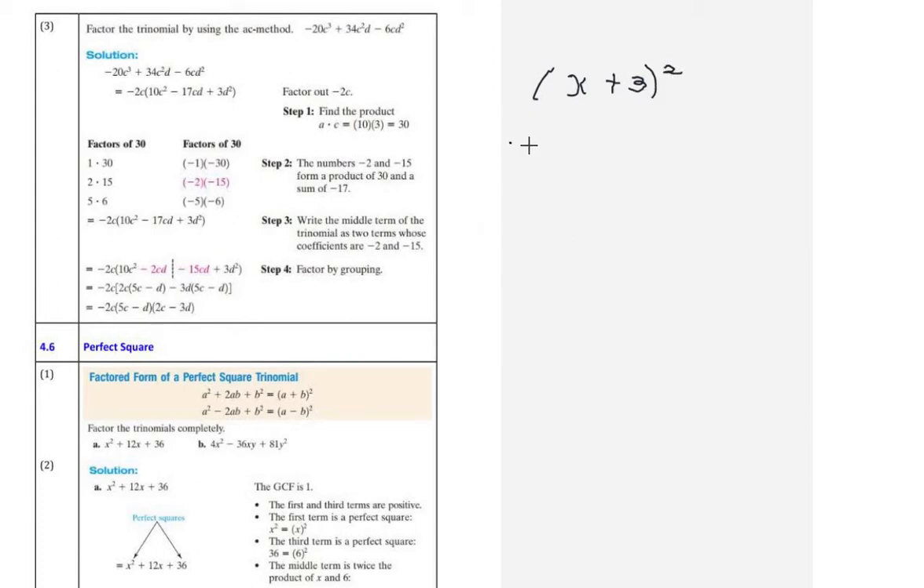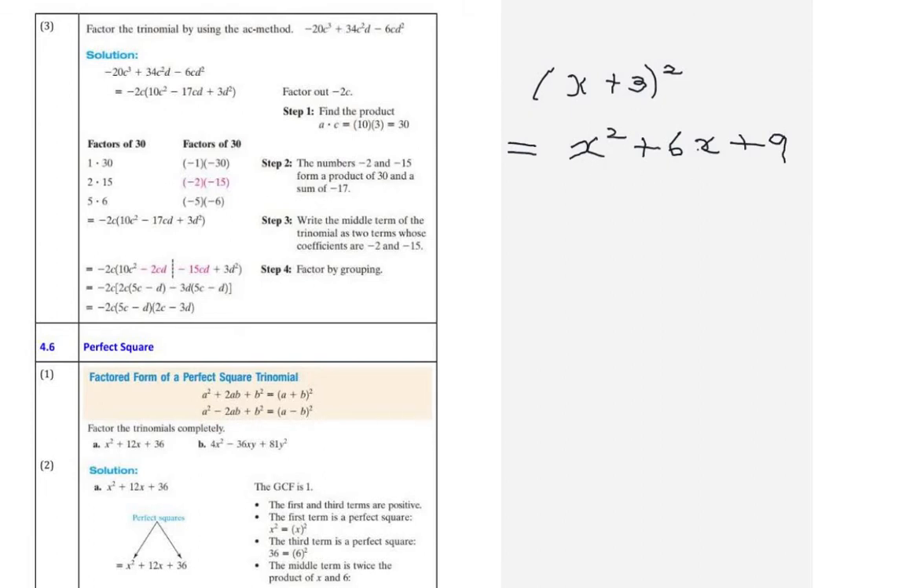Now when we did products, this should have been done under products also. So then we know we square the first one, and then we take the first times the second times 2, which will give me 6x, and then we take the square of the last one, which then will be plus 9.